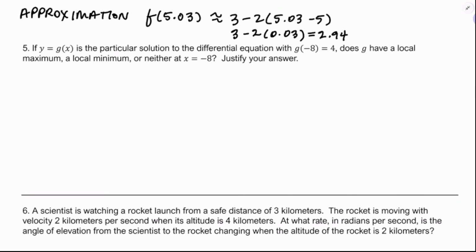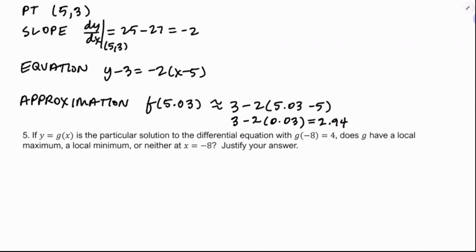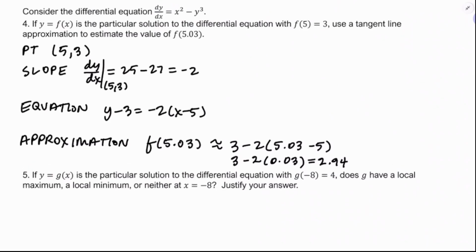All right, if g is the particular solution to the differential equation up above with g of -8 equals 4, is there a maximum, a minimum, or neither at x equals -8? All right, so I'm going to try dy/dx at -8 and 4. If it comes back non-zero, I'll know it's neither. But if it comes back 0, I'll need to check the second derivative. So that's going to be x squared, that's positive 64 minus y cubed. 4 to the third is 64. Okay, that's 0. Okay, so I have a potential extremum.